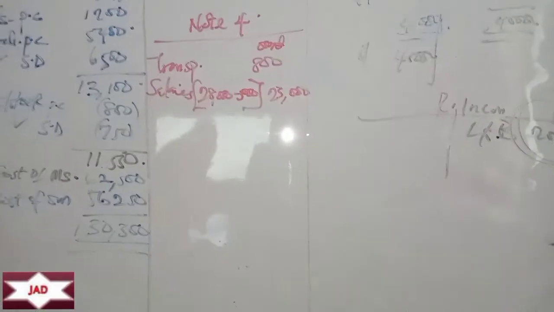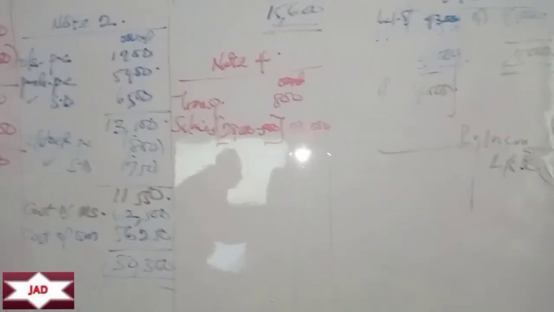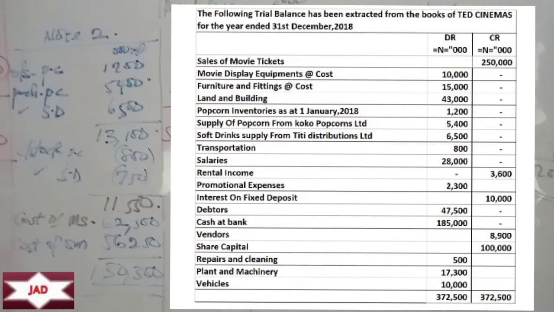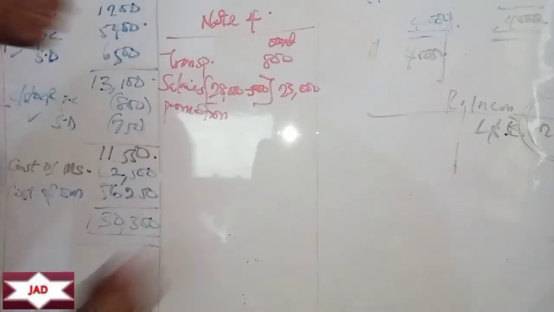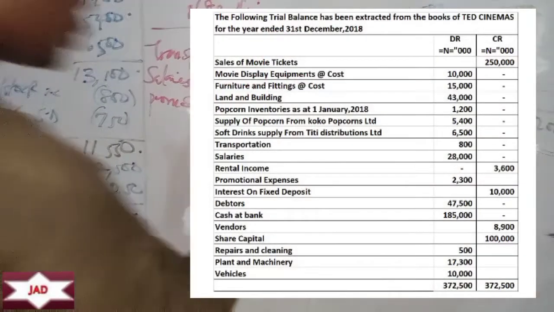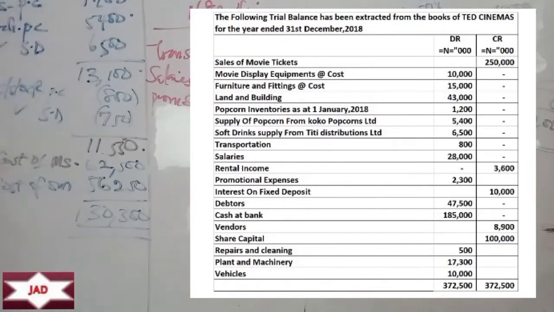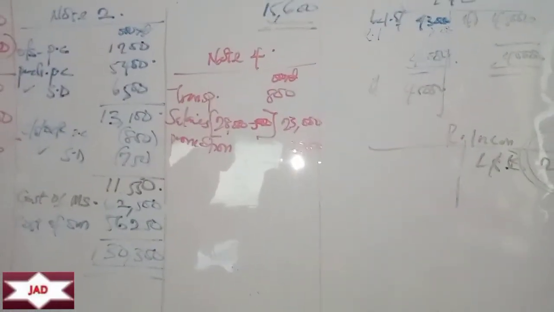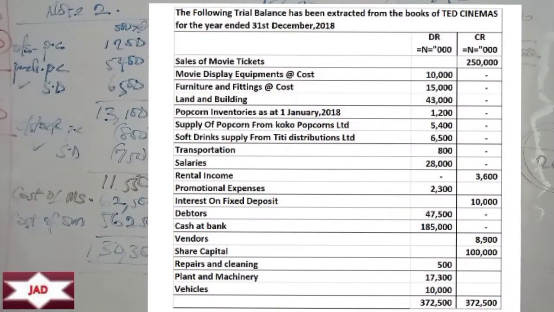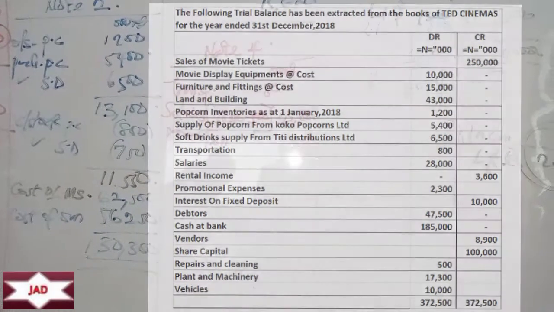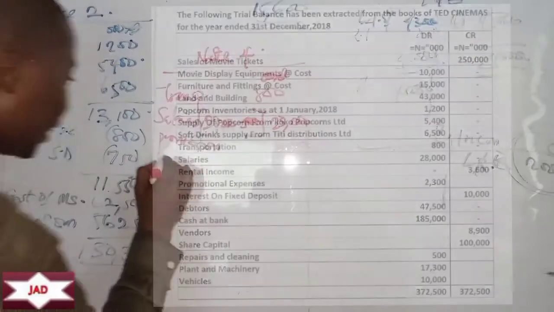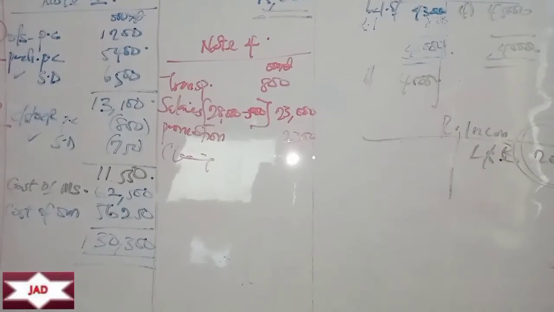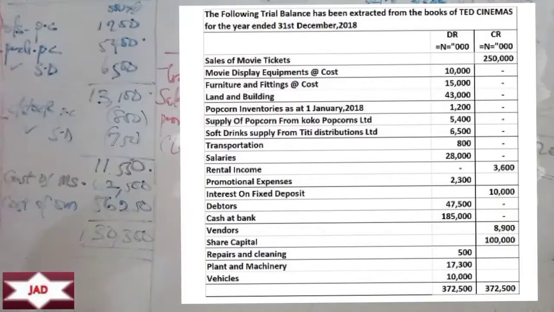Okay. So what's the next expense there? I can see promotional expense. So we have promotions, I can see 2,300,000. That's 2,300. What else? We've taken salaries, promotional expense. What else? Cleaning expenses. I can see cleaning there. Cleaning there is 500,000. That's 500. Okay, there's no other, but let's go.